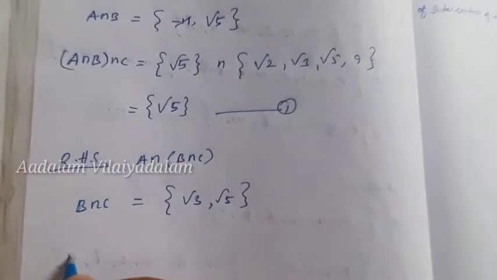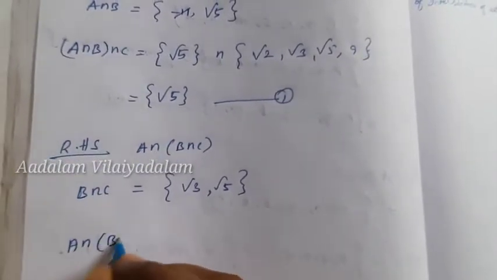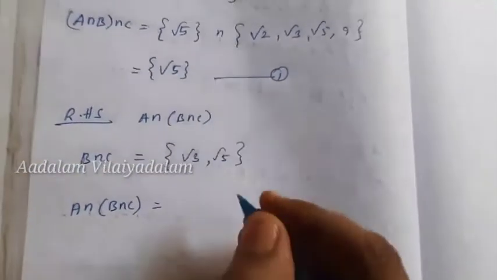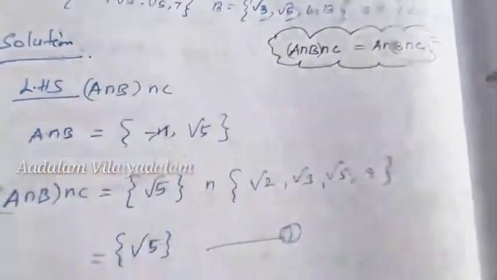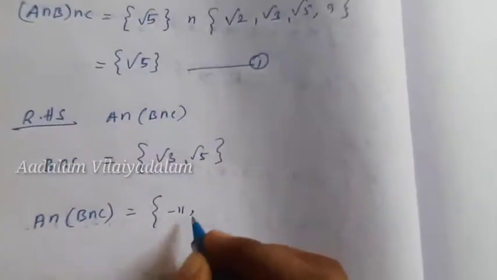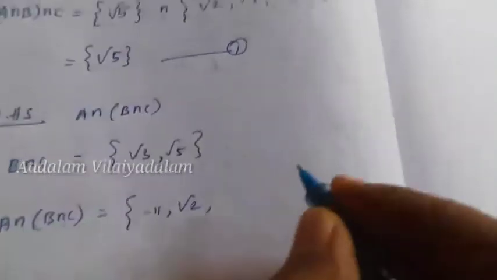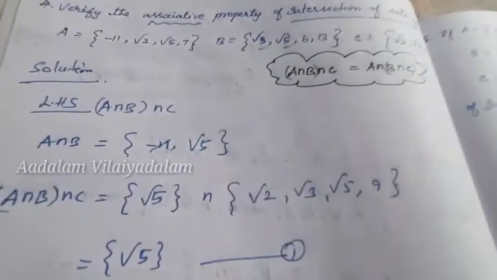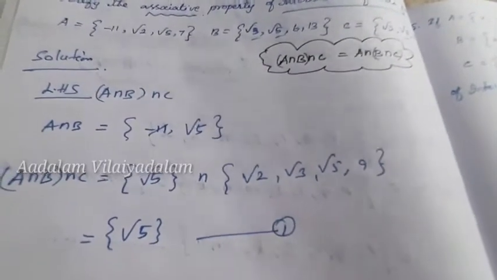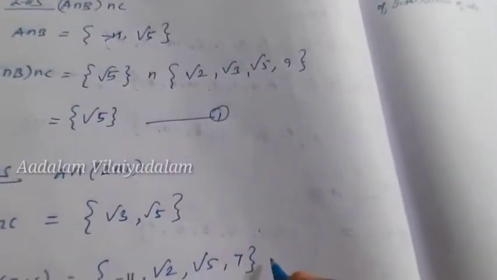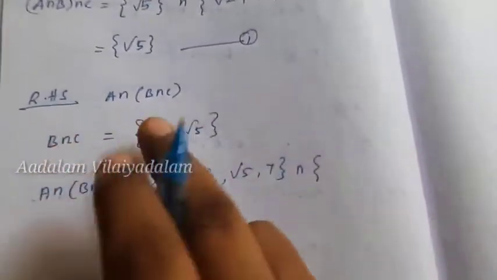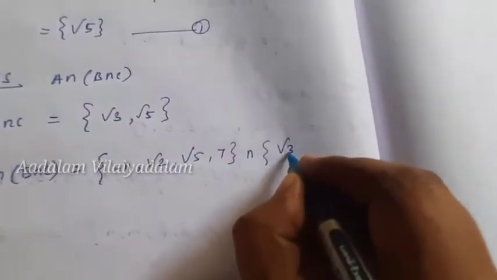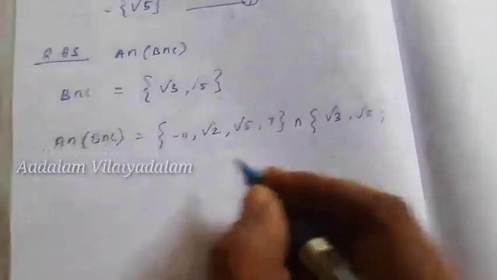Then we are going to find out A intersection B intersection C. That is, set A is minus 11, root 2, root 5, 7. And we are going to find out the intersection between this and B intersection C, root 3 and root 5.